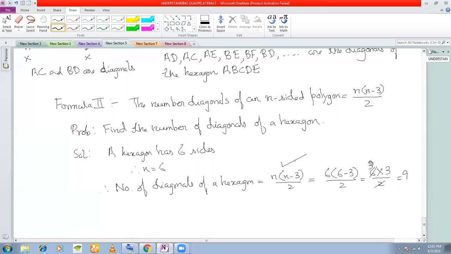Yes. Similarly, you can find the number of diagonals of a pentagon also. You can find the number of diagonals of a heptagon also, octagon, and so on, just by putting n equal to whatever number of sides there are. Okay, this finishes the second formula. We now come to the third formula.